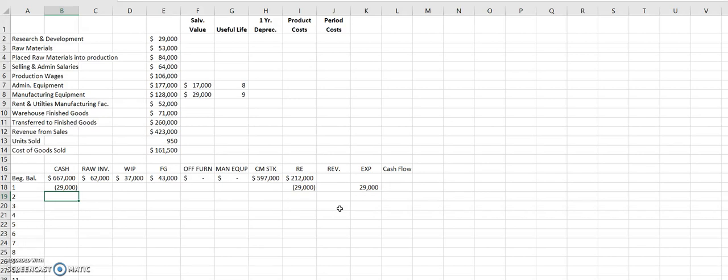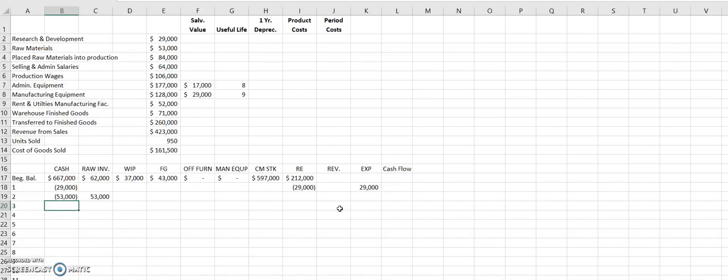Okay, second transaction, we paid $53,000 for raw materials. So our cash is going down and our raw materials is going up. That's what we used that money for. We purchased some raw materials. So our inventory is going to go up for our raw materials category.